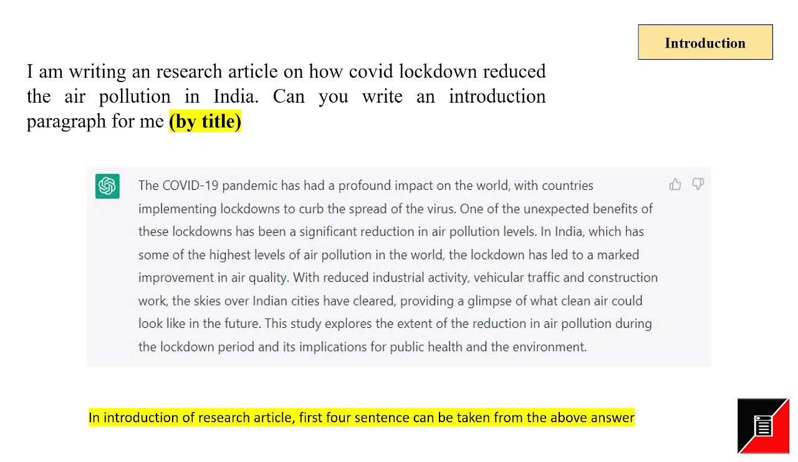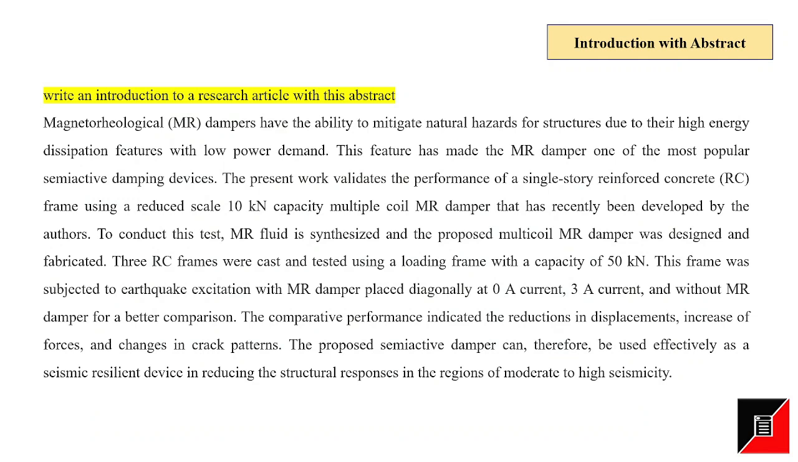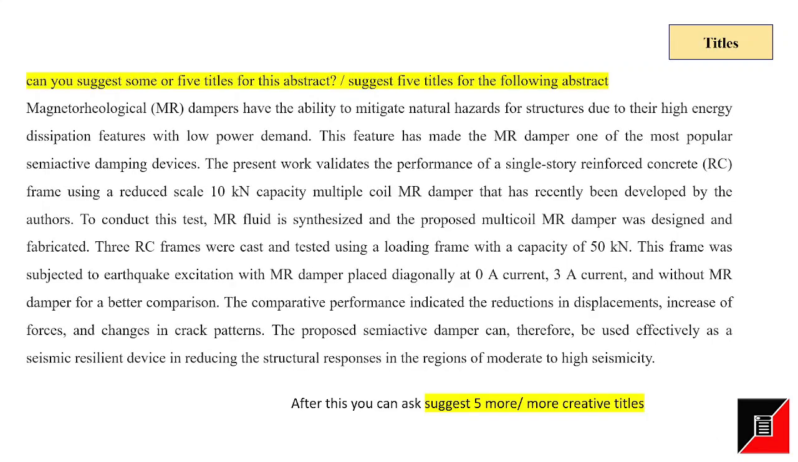If you are writing a research article relevant to this, for the introduction part you get some basic information, as you see here: the COVID-19 pandemic impacted the whole world. These first 4-5 sentences you can use for the introduction part of your research article. Not the full content, just the first 4 sentences. So write an introduction to your research article with this abstract. Since you have an abstract, you can ask the AI tool to write an introduction based on it, and you will get content.